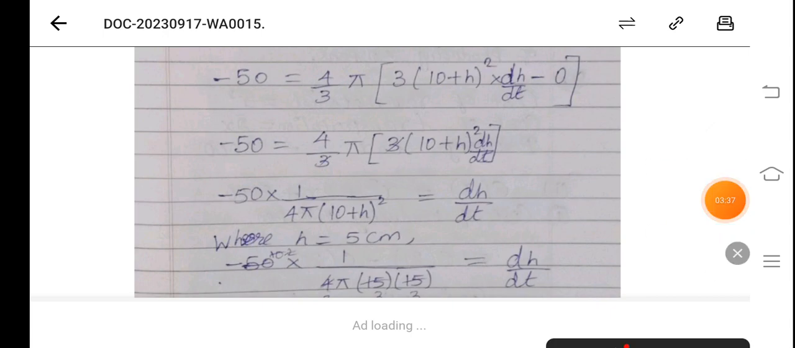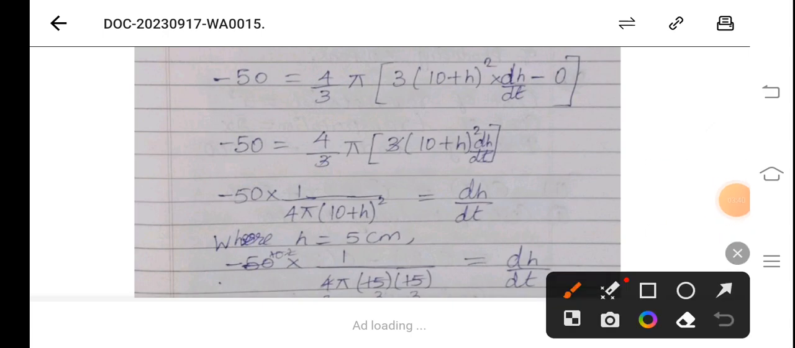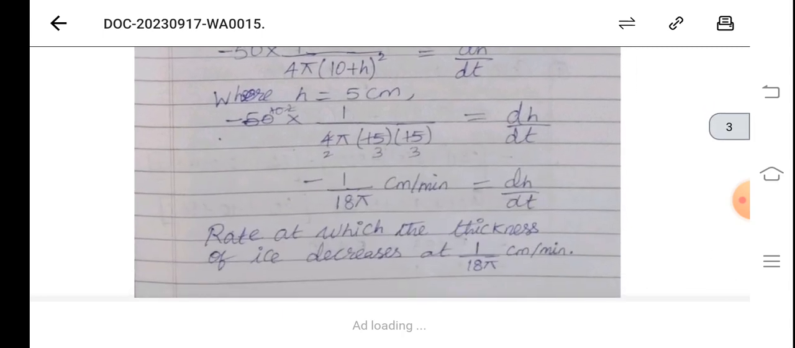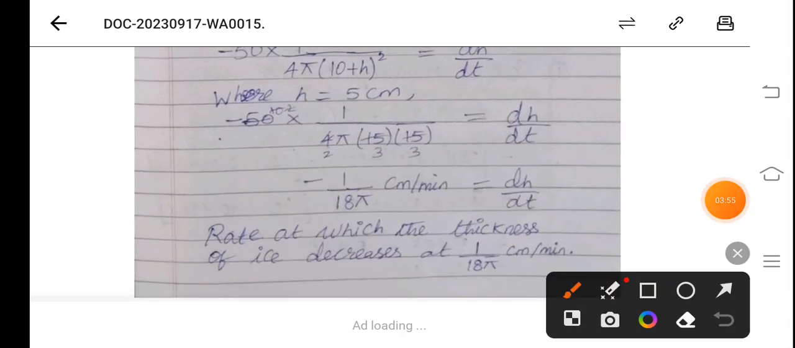What are we doing next? The 3 and 3 get cancelled and we get 4 pi into 10 plus h whole square. Keep the dh by dt on this side itself; multiplication goes outside as division. Now that we found dh by dt, we can apply the 5. Very important: don't apply the value of h first. Only now are we applying it. If you understood question number 7, you will definitely understand this also. Cancel and we get the value minus 1 by 18 pi centimeter per minute.